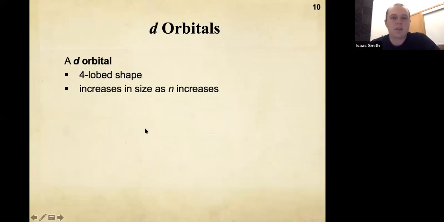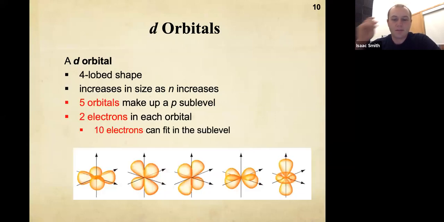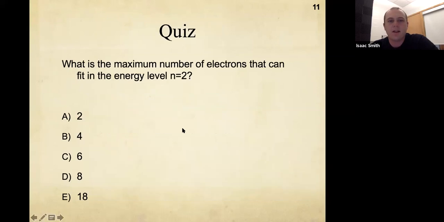All right, and the last one we'll talk about is the d orbital. So these ones have really funky shapes. Don't need to memorize these or anything. Biggest thing to pull off of this is that there's 5 orbitals in the d sublevel. And since each orbital holds 2 electrons, you can fit 10 electrons in the d sublevel. Okay. All right. Go ahead and try this quiz here and see how you do so far.